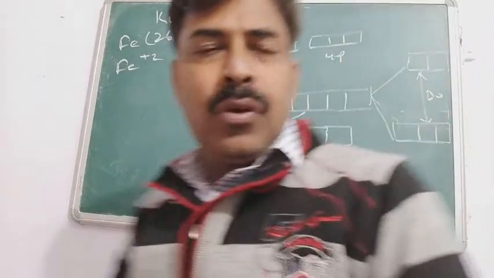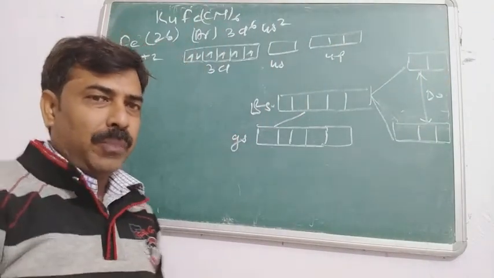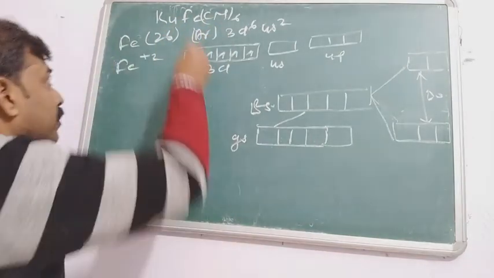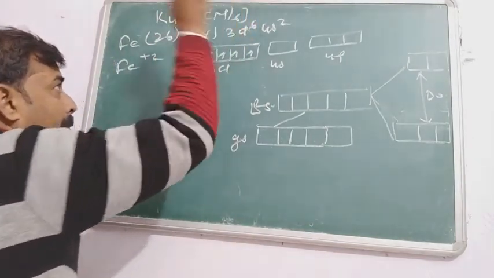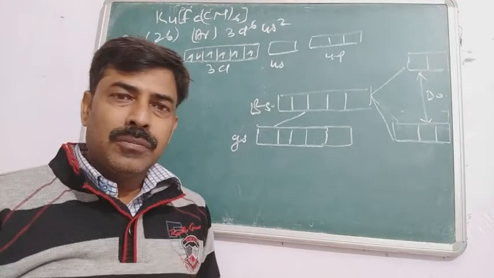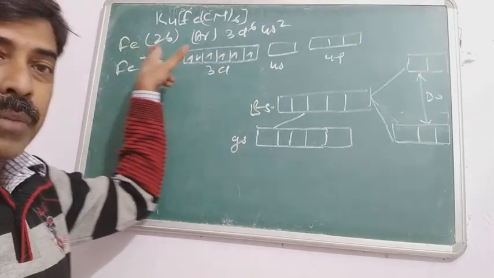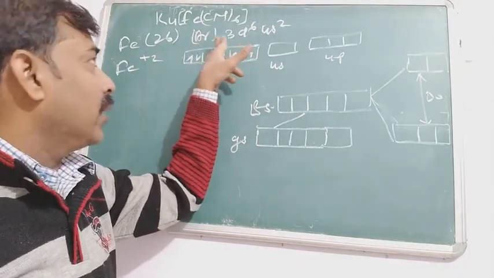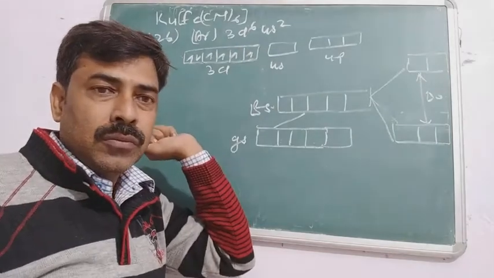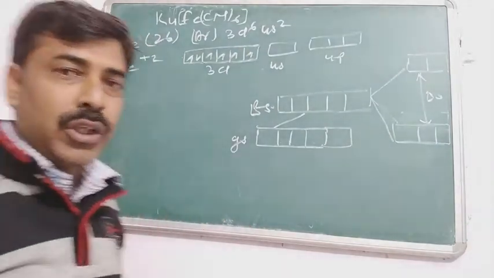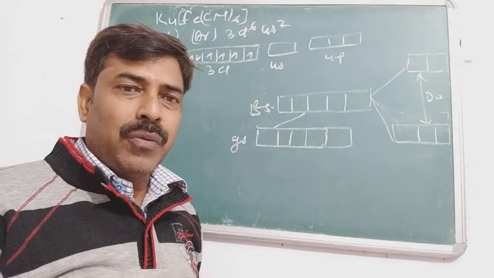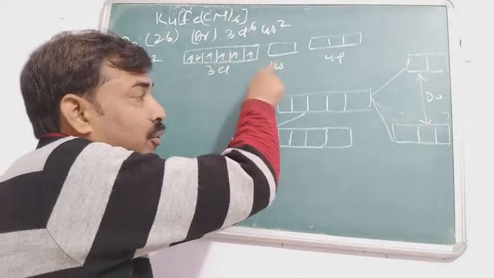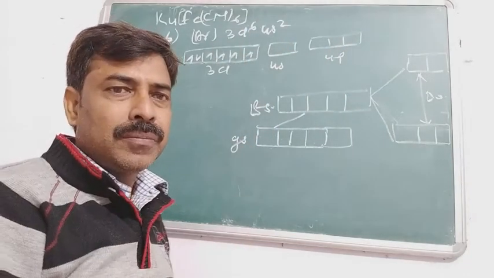So here we are seeing the example of potassium ferrocyanide, that is K4[Fe(CN)6]. The central atom is iron, having atomic number 26, with electronic configuration 3d6 4s2. As iron is in the +2 oxidation state, 2 electrons will be lost from the valence shell, that is the 4s. After losing the electrons, it will be 3d6 4s0 4p0.